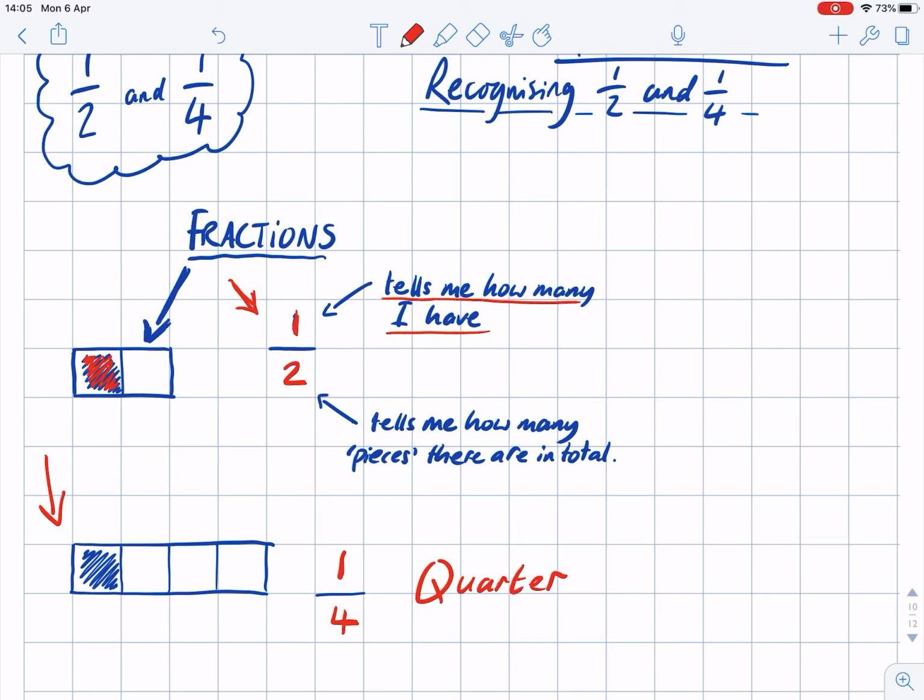So just to remind you, with any fraction, I'll put one here on the right-hand side. The bottom number tells me how many fractions I've got all together in total. And then the top number tells me how many I've eaten or how many I've shaded. So that there would be 3/4. We're going to move on to this tomorrow.